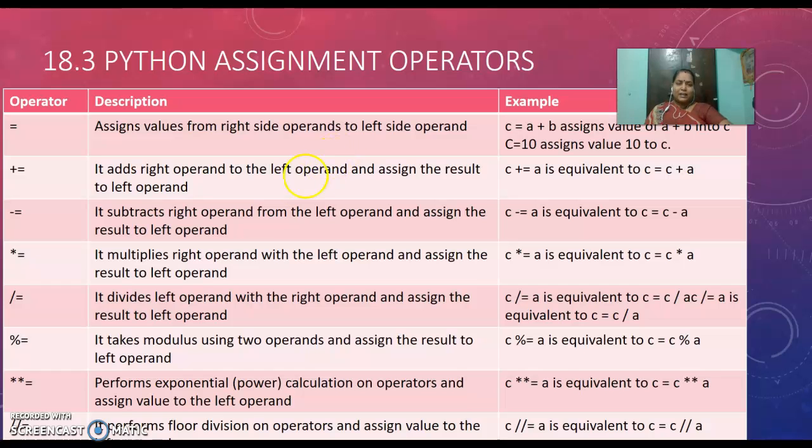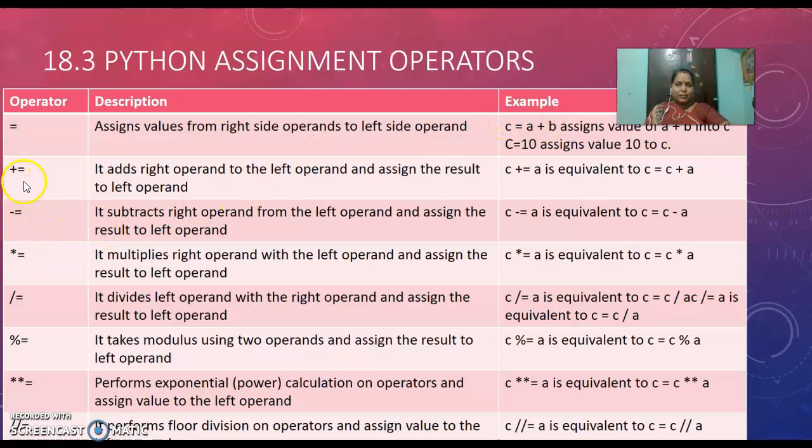So the right hand side may be a value or it may be an expression. If an expression is given, that expression is computed and assigned to the left hand side value. So here, the equal to operator will assign right hand side operands to the left hand side. So C equal to 10, 10 is assigned to the variable C. And C equal to A plus B, here A plus B is an expression. First this will compute the expression A plus B and it will assign to C.